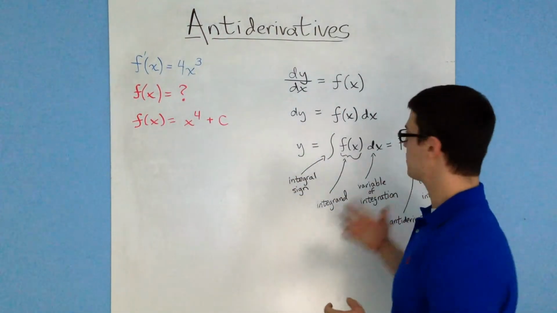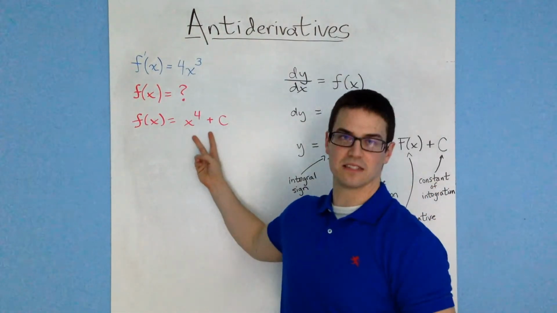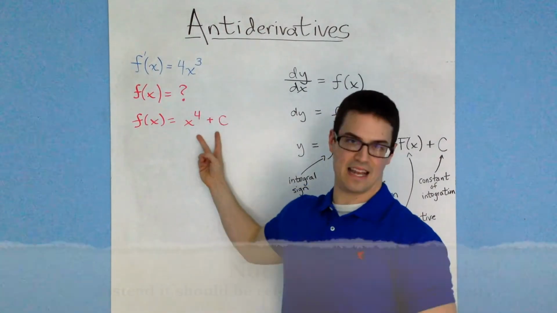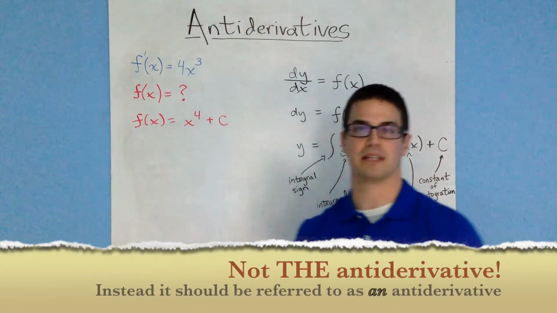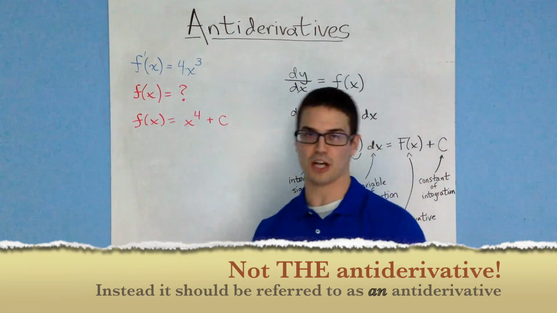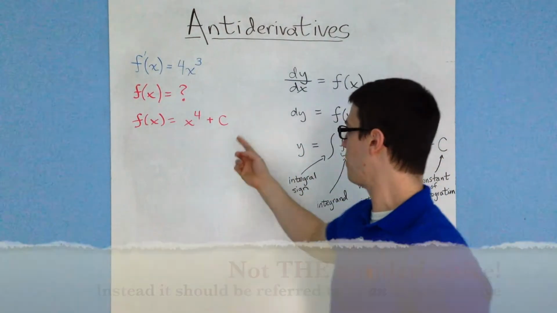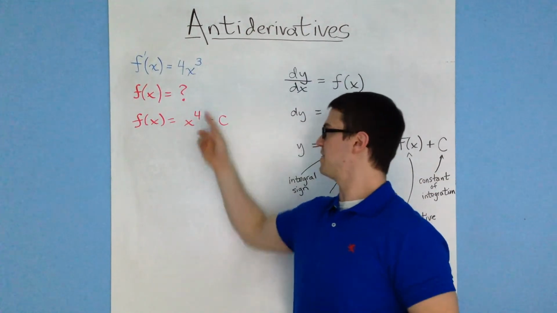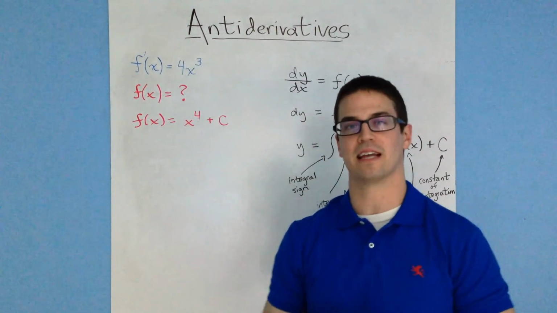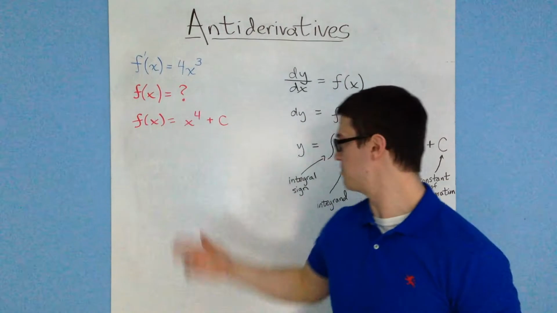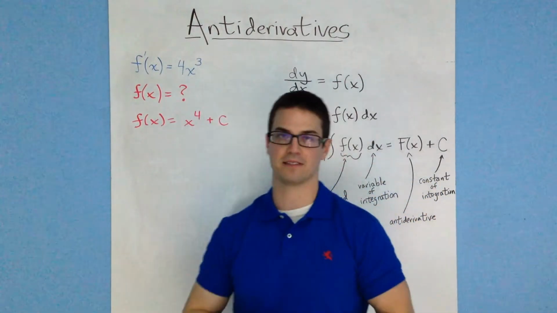So it's really important to understand that this isn't the antiderivative of this, it's an antiderivative of it. It's not the actual antiderivative because this c could be any number. It could be 0, it could be 2, it could be 3, it could be any number, negative or positive. So this is an antiderivative of this, not necessarily the antiderivative, because there's infinitely many possibilities for that antiderivative.